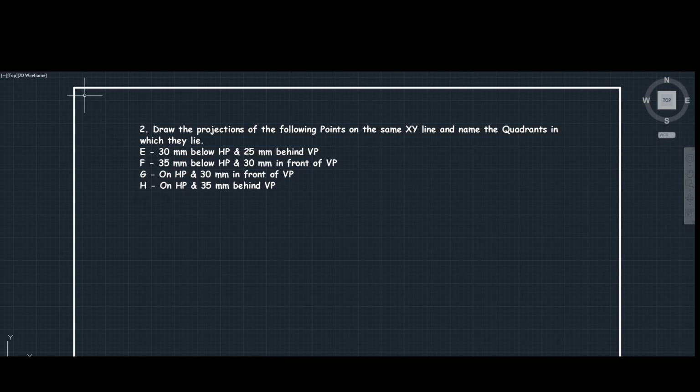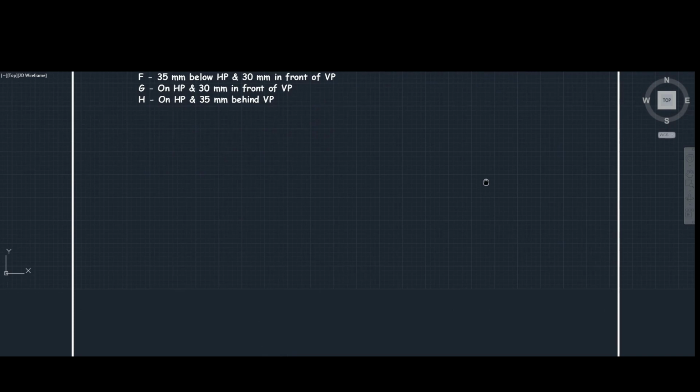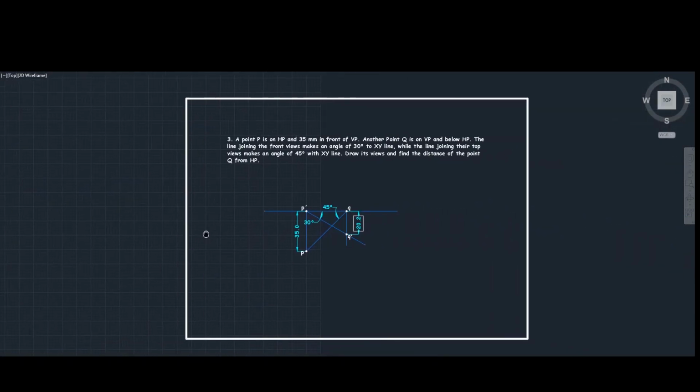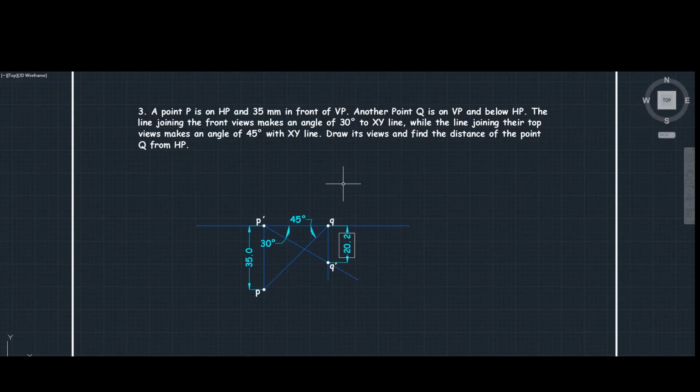Once again, for the second sheet, you have to draw the border, the title block, fill in the details, do not write this, start with the XY line and solve the problem, and also below you write the quadrants in which they lie. Then let us come to the third problem. This was solved by me already.